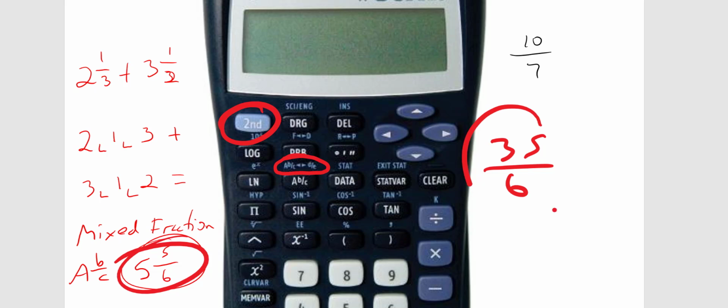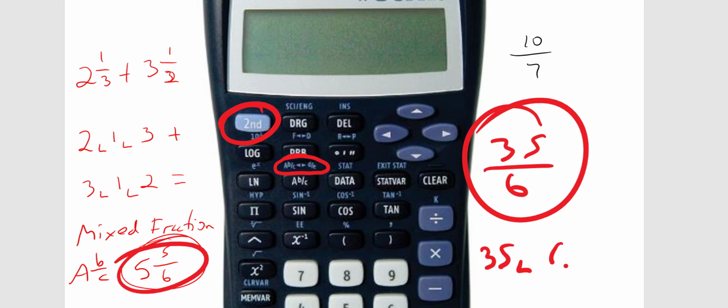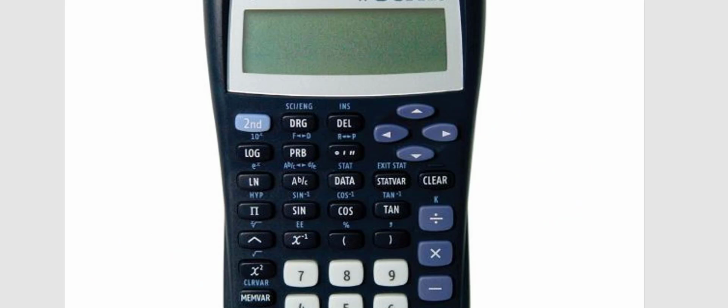And if you want to enter in 35 over 6, you type in 35, hit that ABC button, then 6. That's all it is: 35, little line like that, 6. Okay, so let's talk about the button above it, and that's this guy right here. It's the PRB, but it's really the F to D. That stands for fraction to decimal. So if you typed in 1.5 and I hit that button, it'll tell me it's 1 1/2. It's kind of nice.